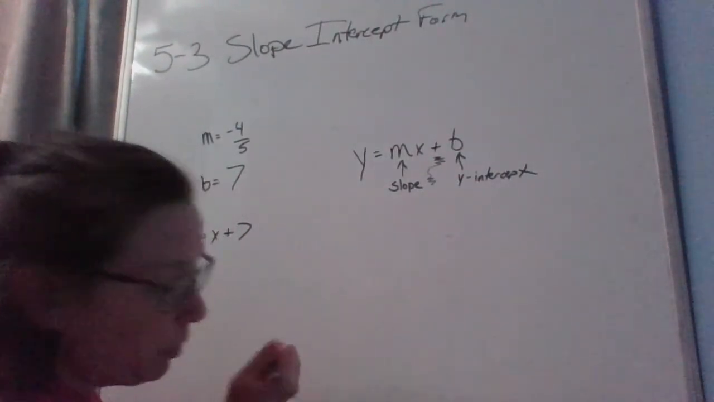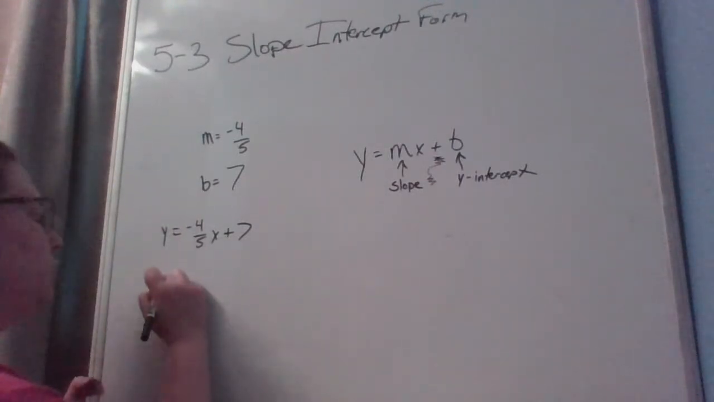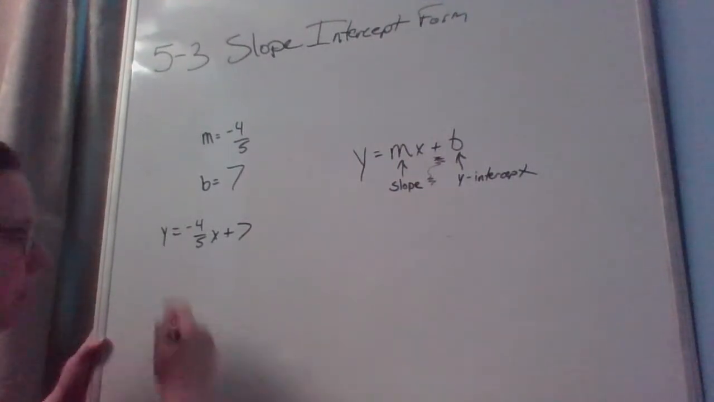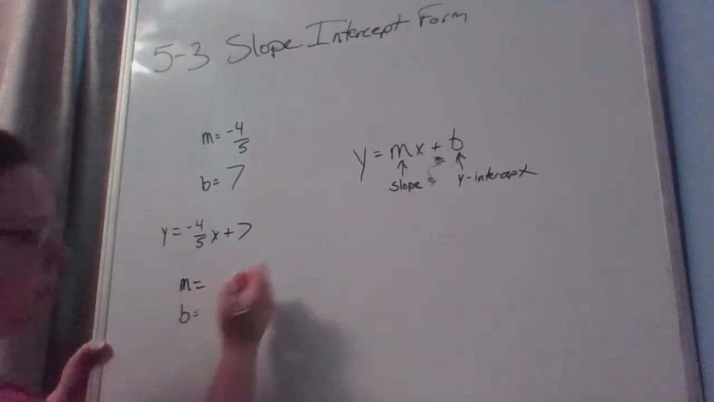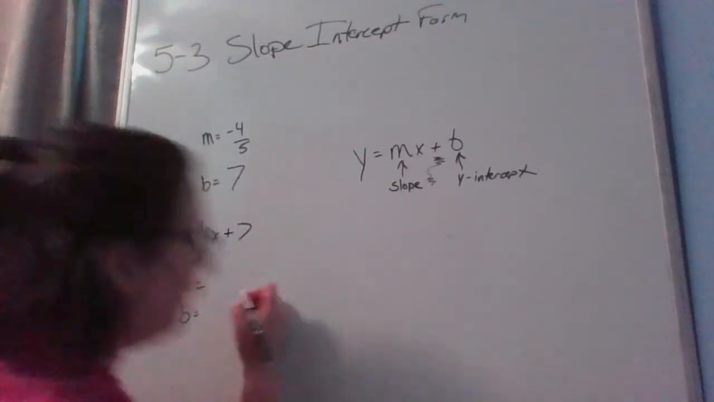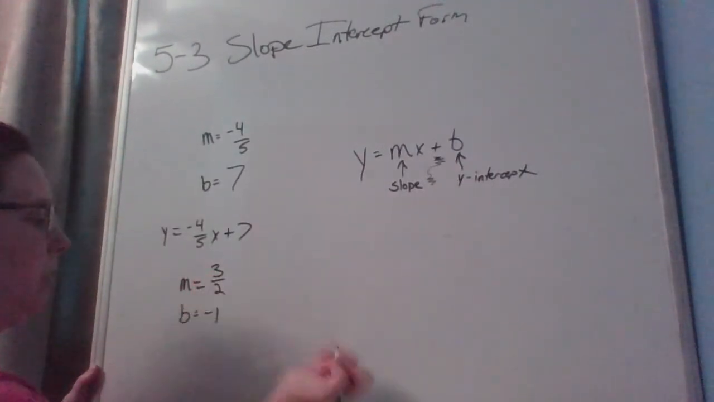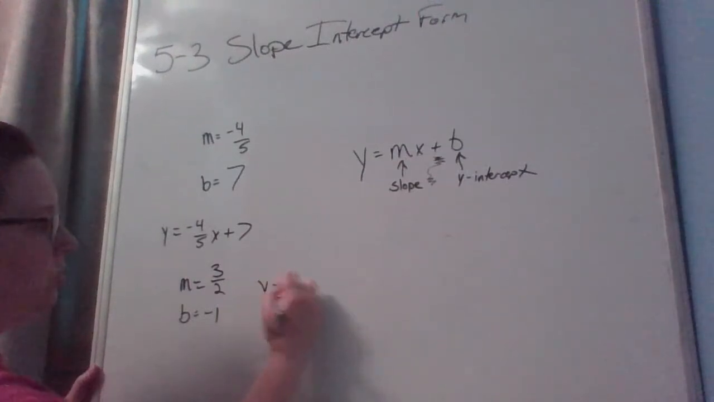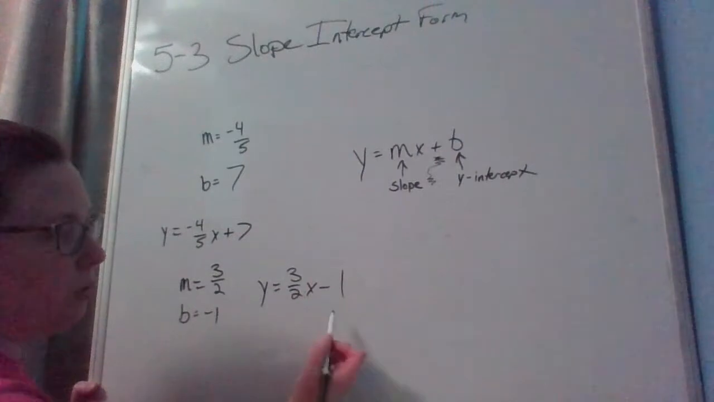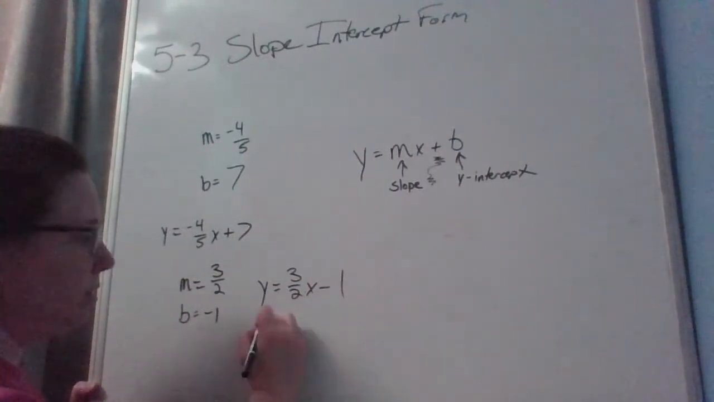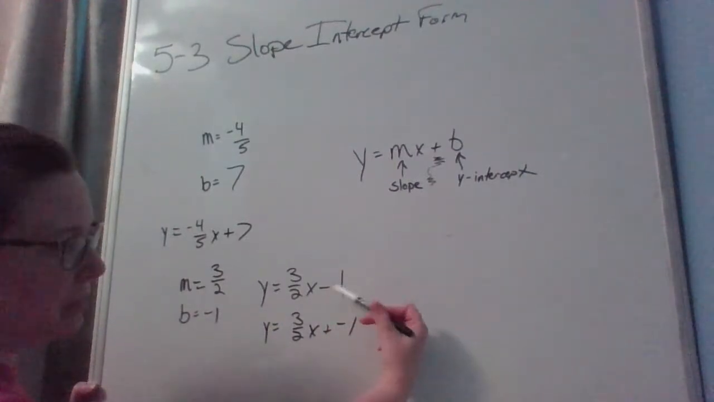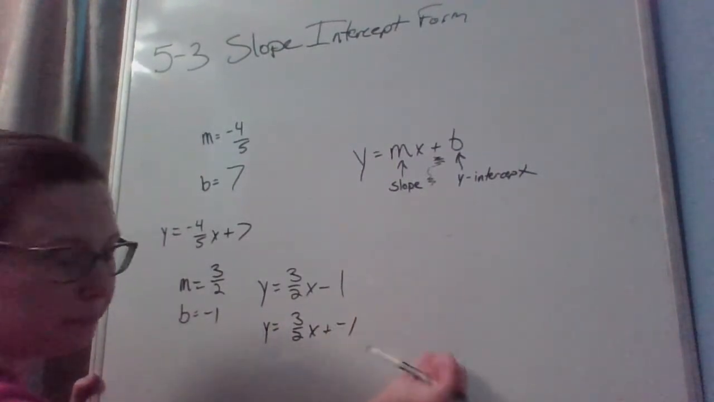Got it 2? If you want to pause your video, try it, and then come back. We have, what's it tell us? Slope is 3/2, and our y-intercept is negative 1. So it would be y equals 3/2 x minus 1. You could put plus a negative 1, that's equally correct. Just a little more simplified to go ahead and say minus 1 rather than plus negative 1.